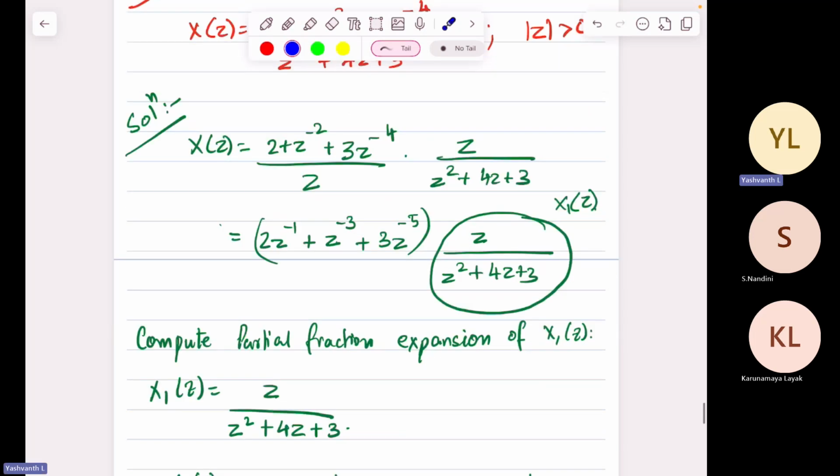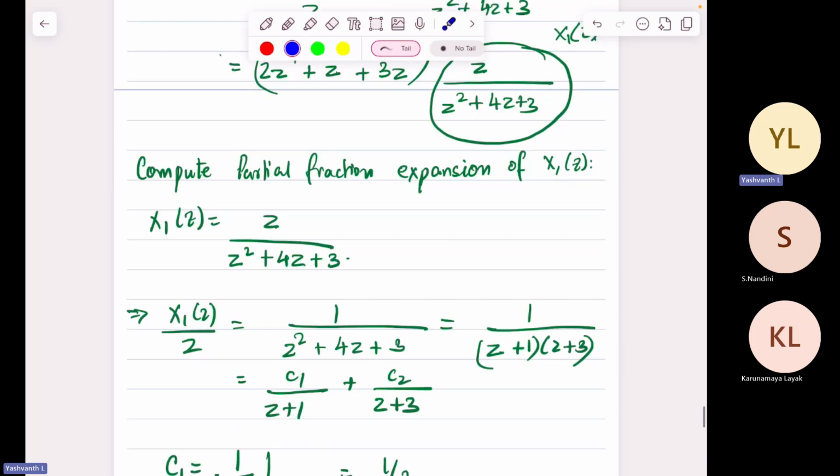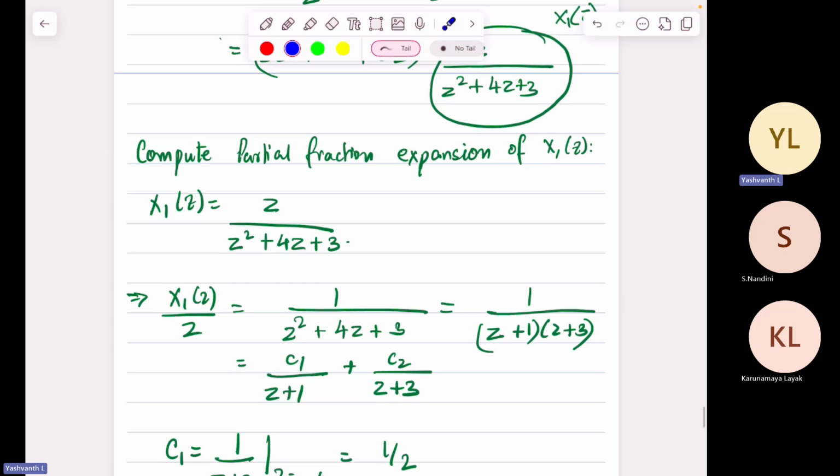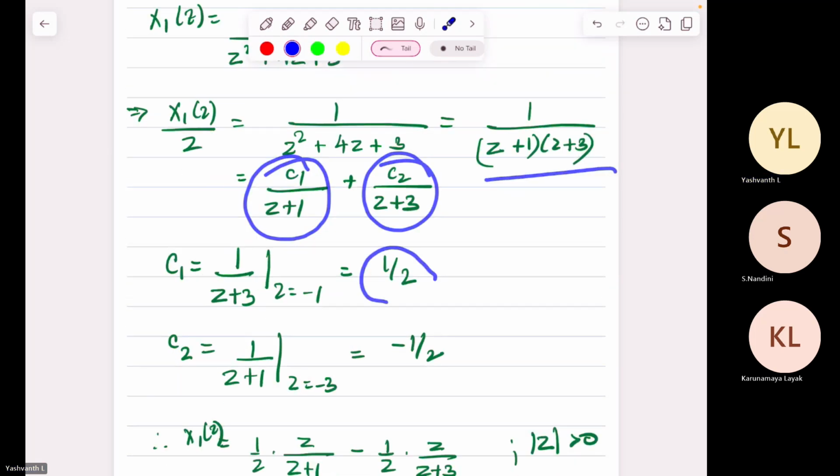Now we'll compute the partial fraction expansion of x1 of z. x1 of z is nothing but z by z square plus 4z plus 3. But generally we take the partial fraction for x1 of z by z. Then this z will get knocked off. So x1 of z by z is 1 by z square plus 4z plus 3, which is nothing but 1 by z plus 1 into z plus 3. Partial fraction is nothing but c1 by z plus 1 plus c2 by z plus 3, where c1 is equal to half and c2 is equal to minus half.